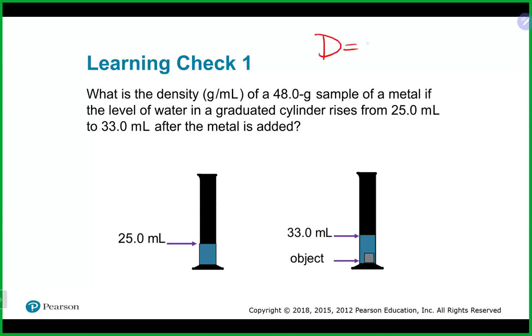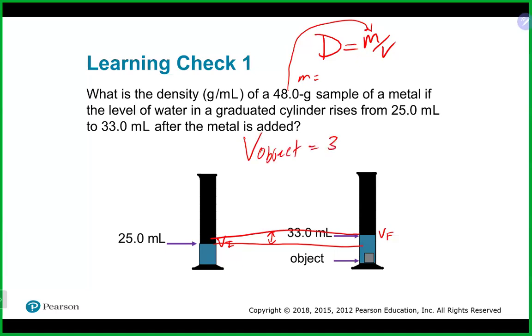So we'll start with our density equation, which is mass over volume. We obviously have the mass already given to us here, which is our 48.0 grams. We have our initial volume of our water in the graduated cylinder. We're going to put that solid in there, and this is going to be our final volume. Once again, if we take the difference between those two, that's going to give us the volume of the object that went for a swim. So the volume of the object here would be our final volume, 33.0 milliliters, minus our initial of 25 milliliters. That's going to give me 8.0 milliliters.